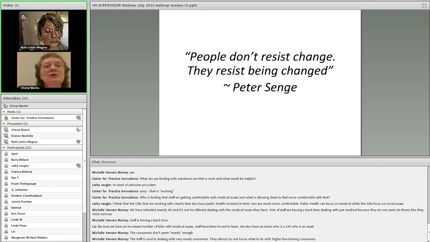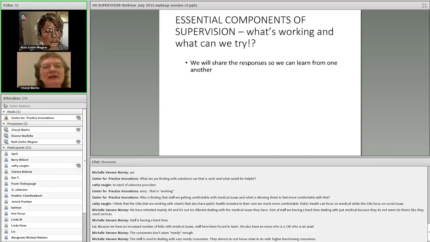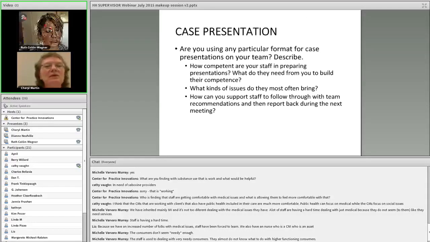Peter Senge: people don't resist change. They resist being changed, and that's true for us. That's true for the supervisees. That's true for the people we serve. So essential components of supervision, what's working and what can we try? We'll share those responses so that we can learn from each other, as I mentioned before.